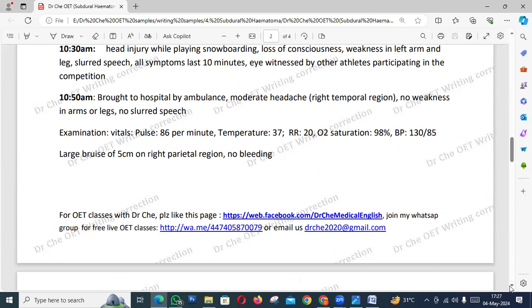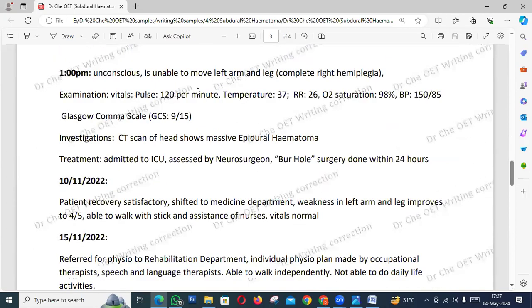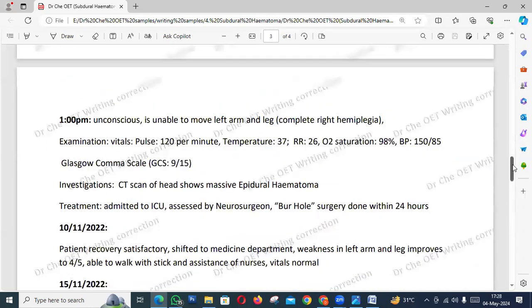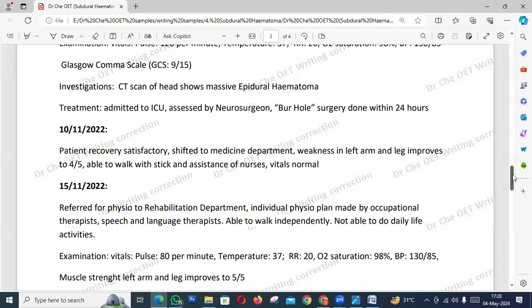But now at 1 p.m., the patient is unconscious and unable to move the left arm and leg, with complete hemiplegia. Examination shows pulse is high, temperature, saturation 90%, BP is high. GCS 9/15 is important. Investigation shows this on CT scan, and this was the treatment given: admitted to ICU, assessed by a neurosurgeon, burr hole surgery was done within 24 hours. Now this was on the 5th.